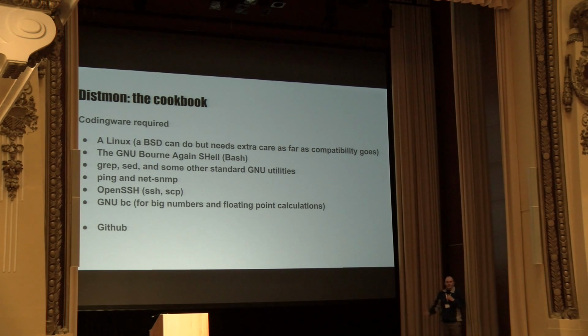And since the Bash shell isn't capable of handling really big numbers, like 64-bit counters, and it's also incapable of doing floating point calculations, I employed the Linux BC calculator to help Bash with the difficult calculations, let's say. And since the system was designed to be more than one, it's distributed after all, I needed some type of version control system, and I chose Git and GitHub for keeping the code synchronized across devices, so distributing updates, changes, new sensors, and so on.